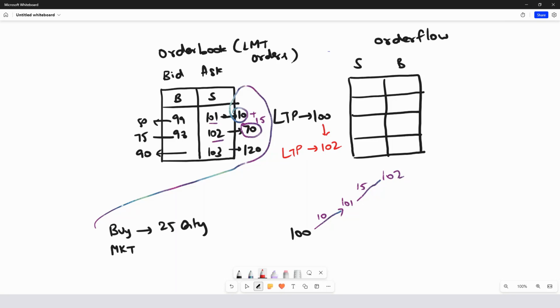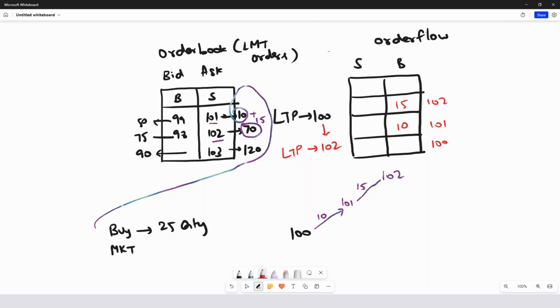You're getting this concept? So let's say this is my 100, this is my 101 and this is my 102. What I'll be seeing is that price moves from 100 to 101, 10 lots got executed, and at 102, 15 lots got executed over here. So actually, who is this 10 lot? He's a buyer. Who is this 15 lot? That is also a buyer. It's done by the same buyer only.